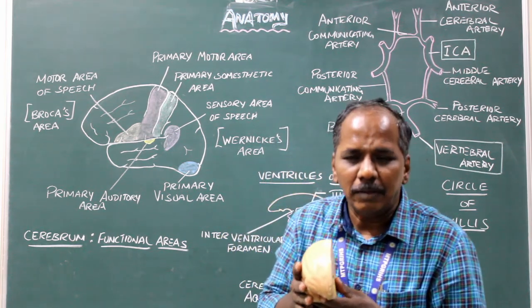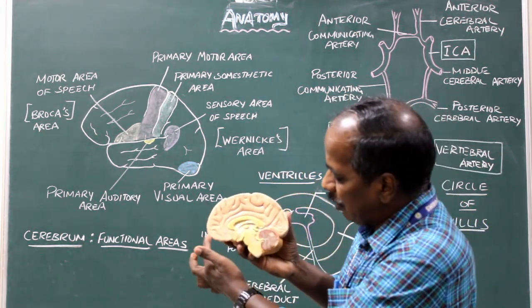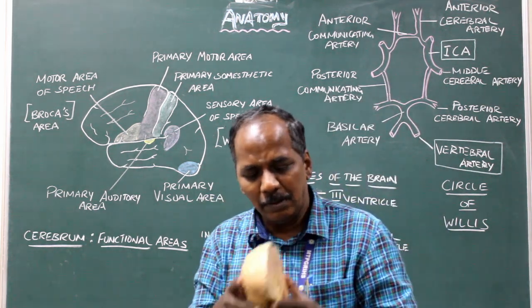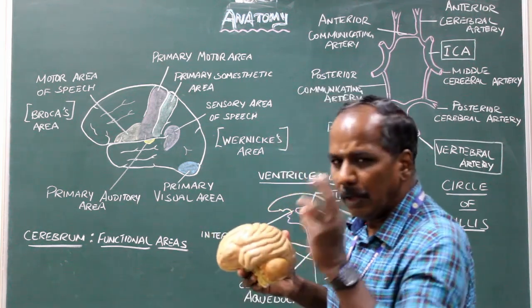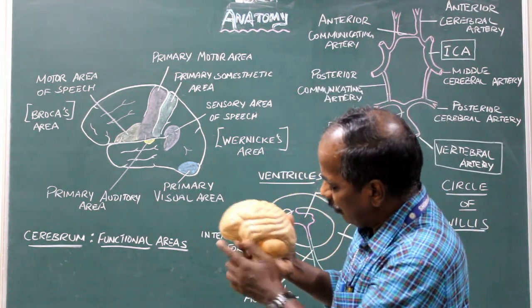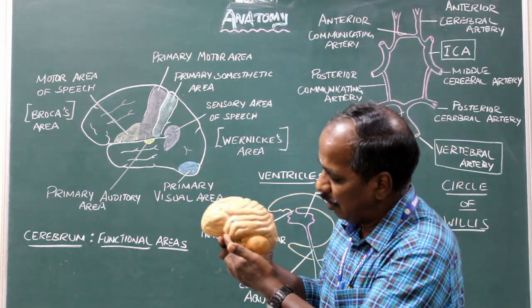Each cerebral hemisphere has three poles: frontal pole, occipital pole, and temporal pole. Let me repeat, each cerebral hemisphere has three poles, that is ends: frontal pole, occipital pole, and temporal pole.